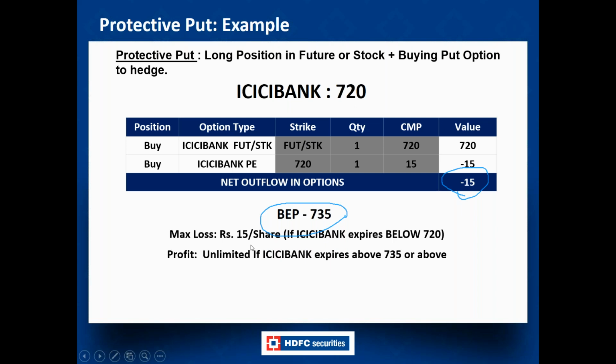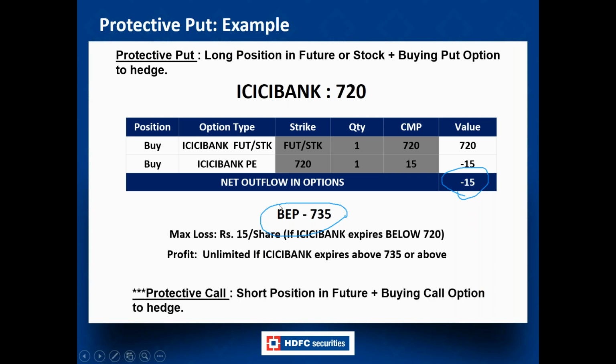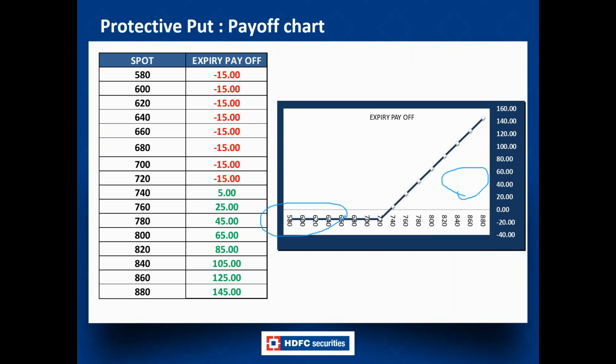Now your maximum loss, if in case your ICICIBank doesn't move, is protected to 15 rupees per share if ICICIBank expires on or below 720 rupees. However, the profit is unlimited if ICICIBank expires above 735 rupees. So let us understand with this example.